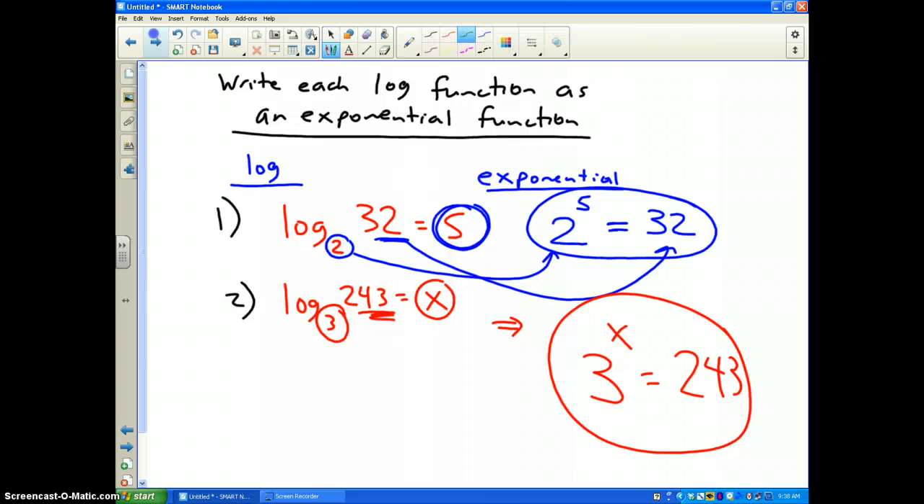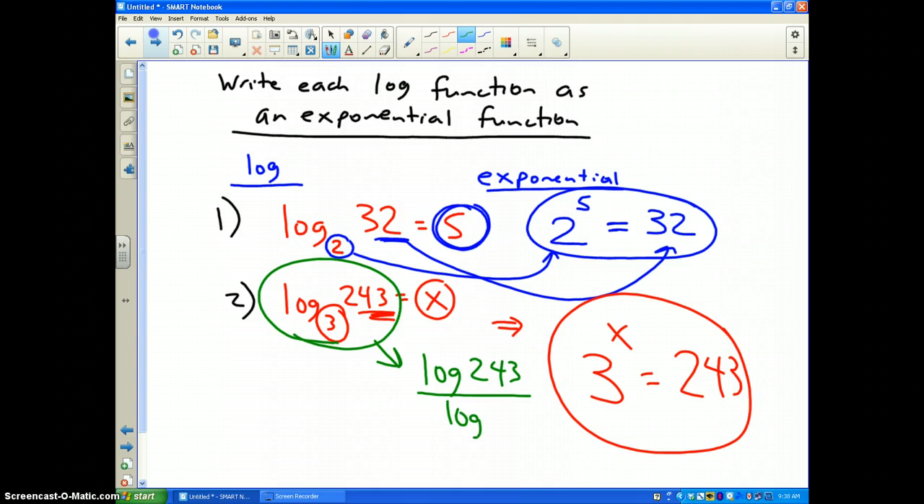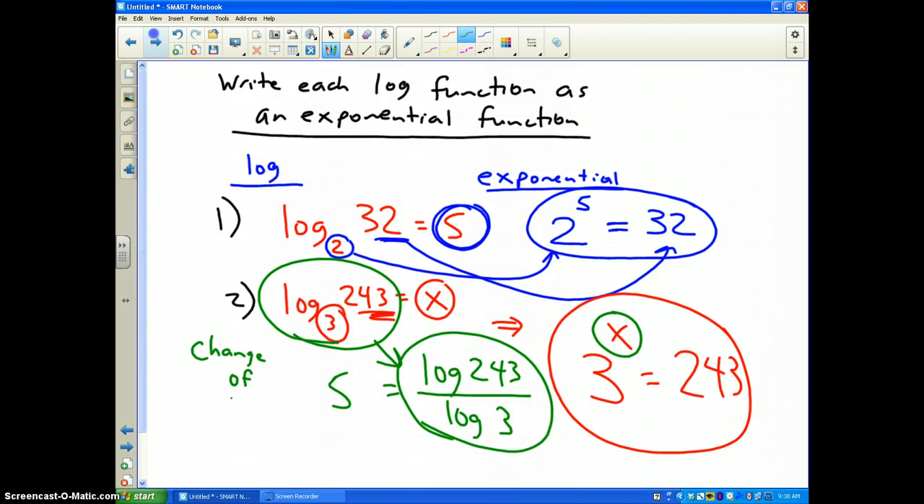Now, if we wanted to evaluate that, how do you evaluate this? On your calculator, it is the log of the big number divided by the log of the little number. And that will tell you what x is. And I bet you'd find out real soon that x would be equal to 5. That is called the change of base formula, and you're going to see that on your assignment.